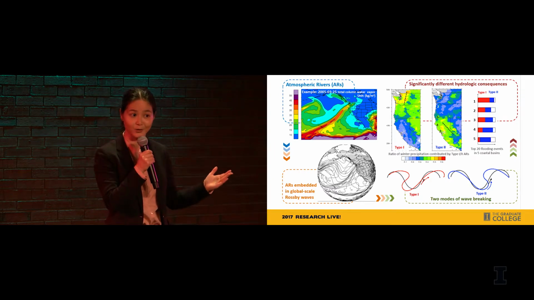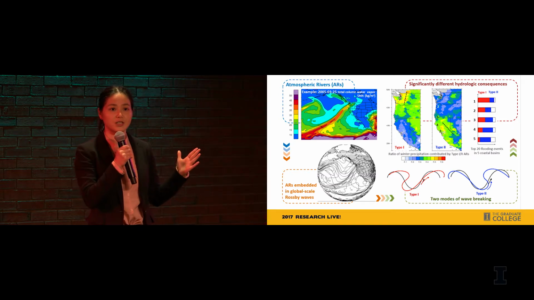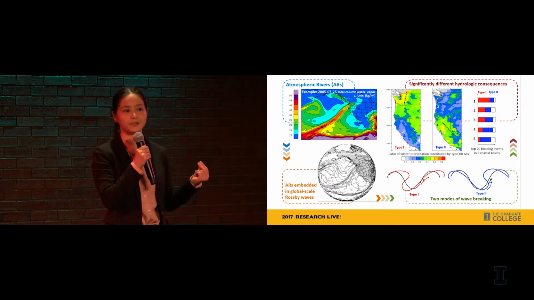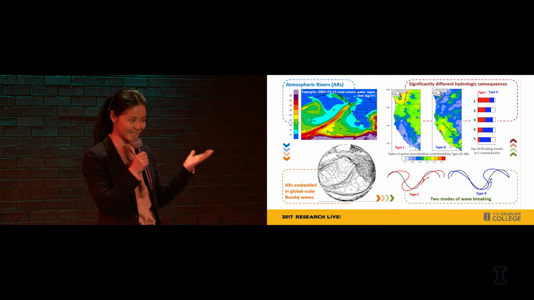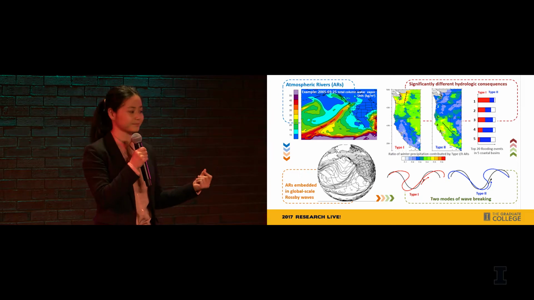Mountains at right angles. For type 2, it changes the AR directions towards more northward, and now they tend to produce heavy precipitation over the southwest United States because they are hitting the Sierra Nevada at right angles.